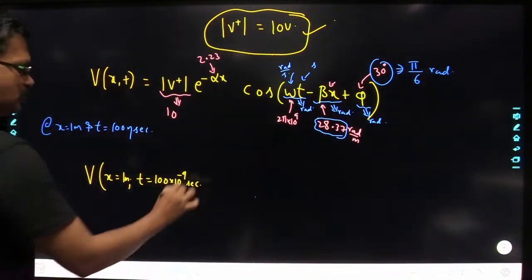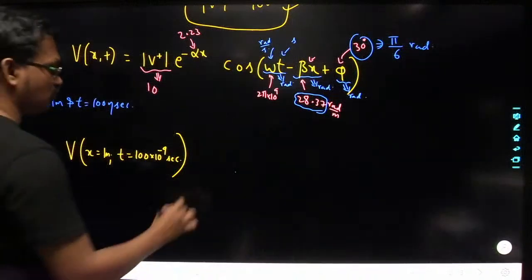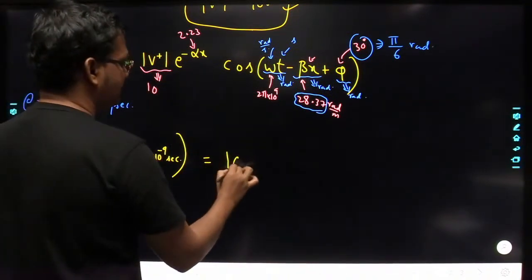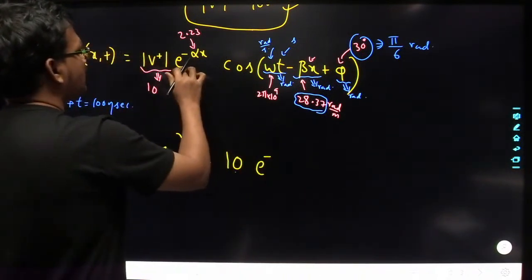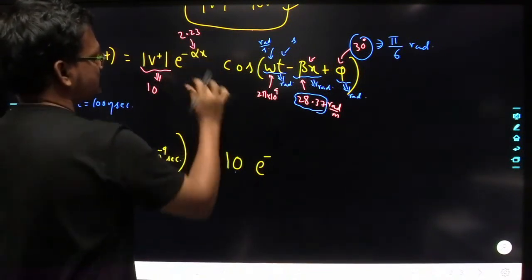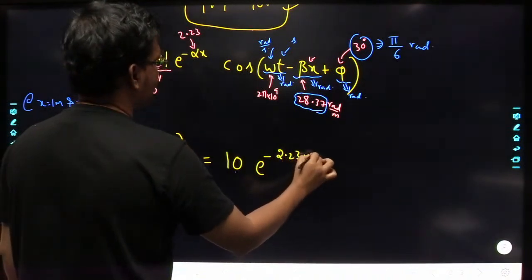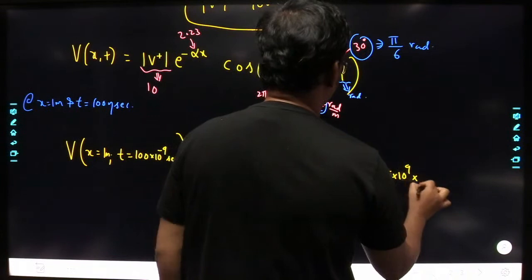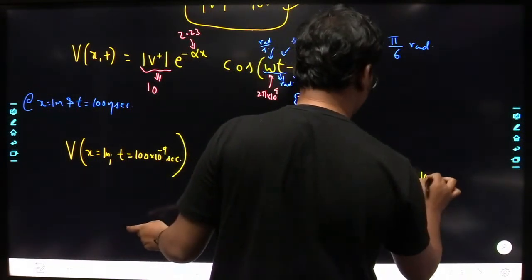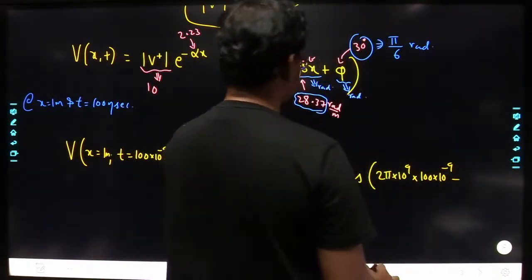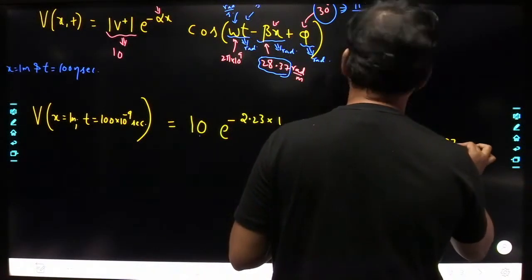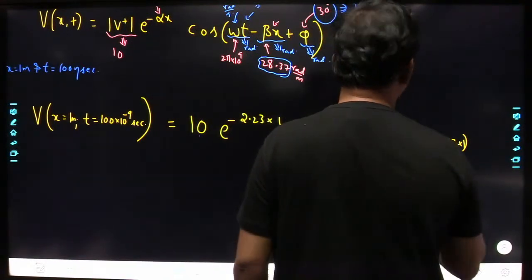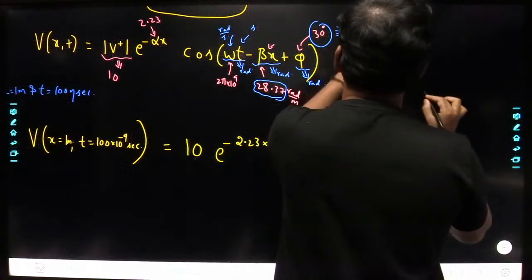So at x equal to 1 meter, at this instant they are asking for the instantaneous voltage. Just substitute 1 meter in place of x and 100 nanoseconds in place of t. So here you will get 10 into e to the power of minus alpha x, where alpha is 2.23 and x is 1, multiplied by cos of omega t minus beta x plus phi. Omega is 2 pi into 10 to the power of 9, t is 100 into 10 to the power of minus 9, beta is 28.37 and x is 1, and phi is 30 degrees, that is pi by 6.